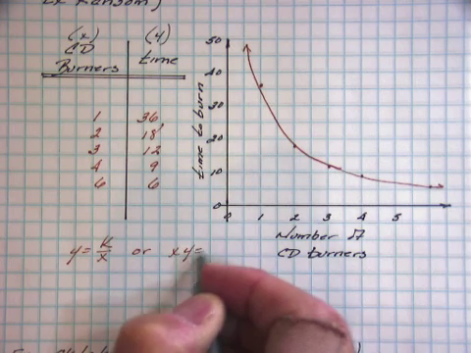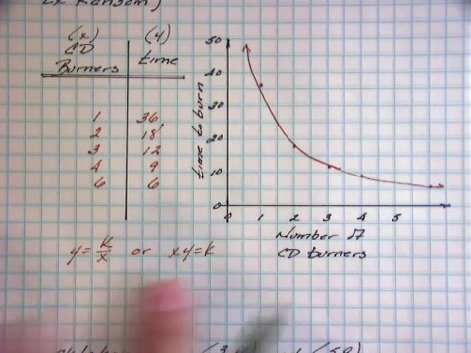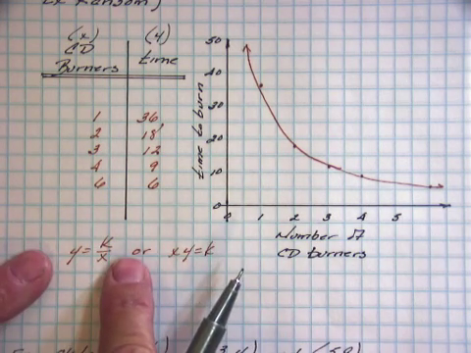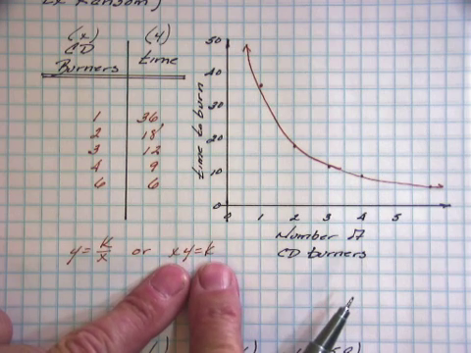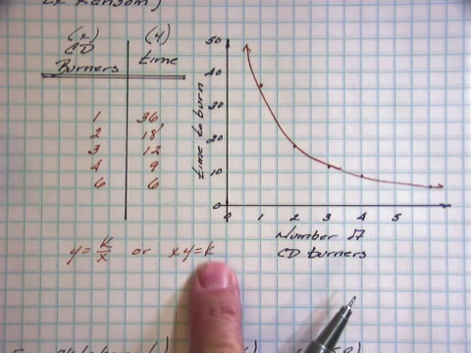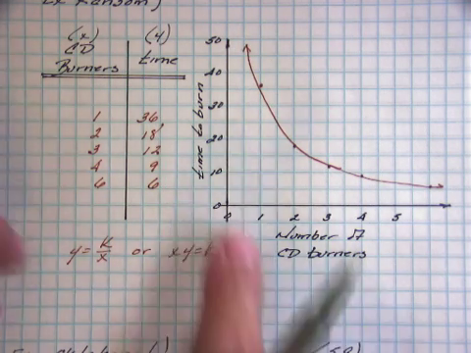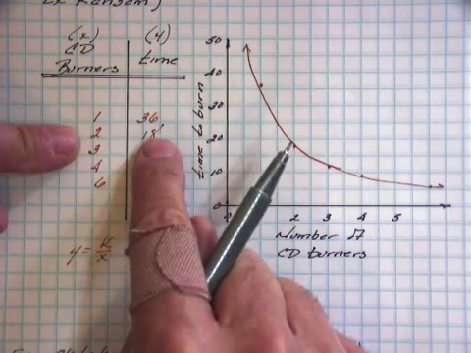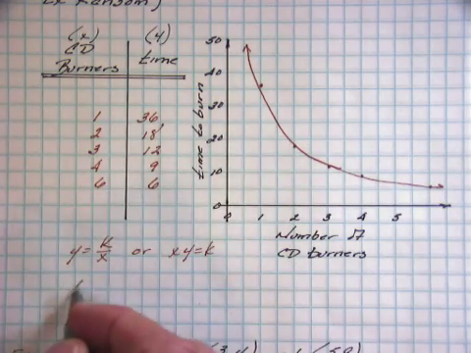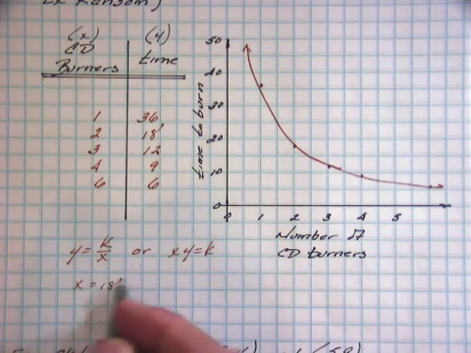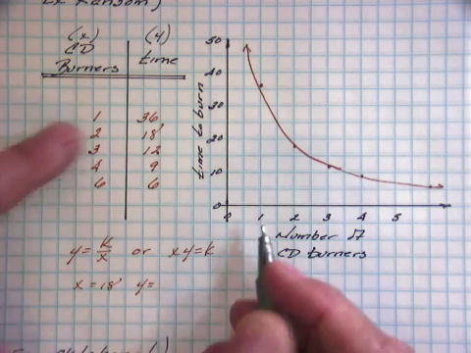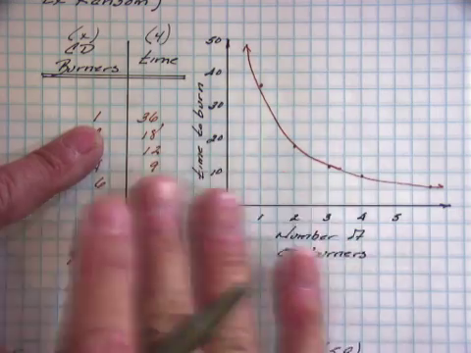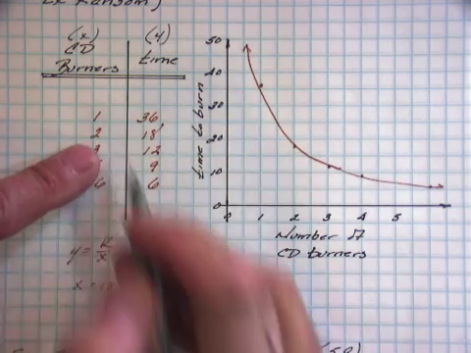Now, the general form of an inverse variation is y equals k divided by x. Sometimes you also see that as x times y equals k. These are the same thing, it's just we've taken this, multiplied both sides by x, and you get xy equals k. So for this problem, we just have to take one of these ordered pairs.